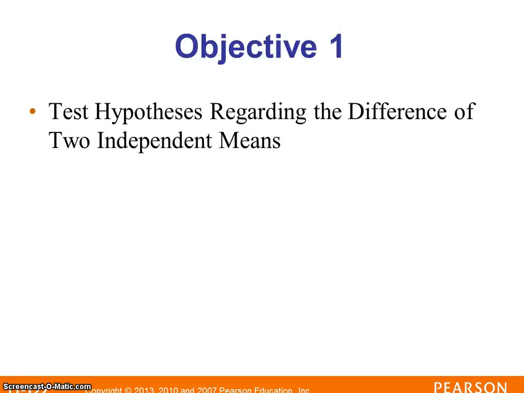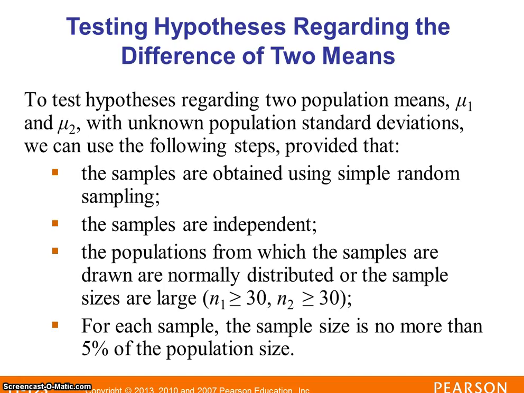The first objective we want to talk about here is to test hypotheses regarding the difference of two independent means. This procedure is listed in the purple box at the bottom of page 555 and the top of page 556 in your book. So let's go through that. The first thing is that the conditions need to be met. Here are the conditions that need to be met in order to use the test.